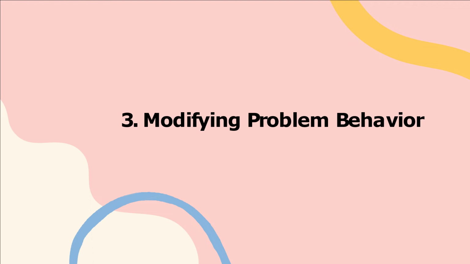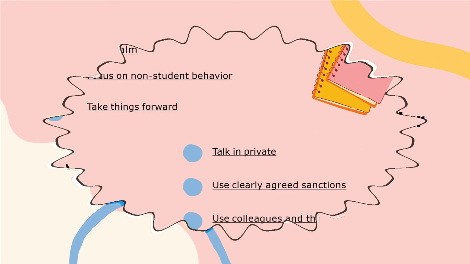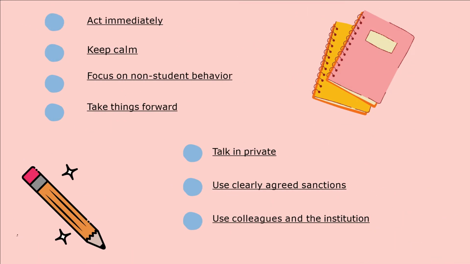Modifying problem behavior. When students behave destructively or uncooperatively, our first task is to find out what the problem is. There are many things to bear in mind if we wish to achieve these goals. First, act immediately. It is very important to act immediately when a problem occurs, because the longer the problem is left, the more difficult it will be to handle.